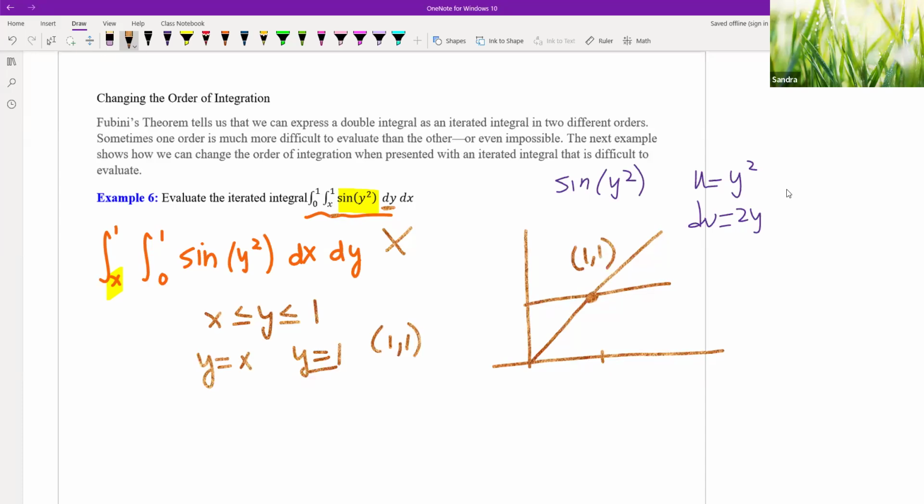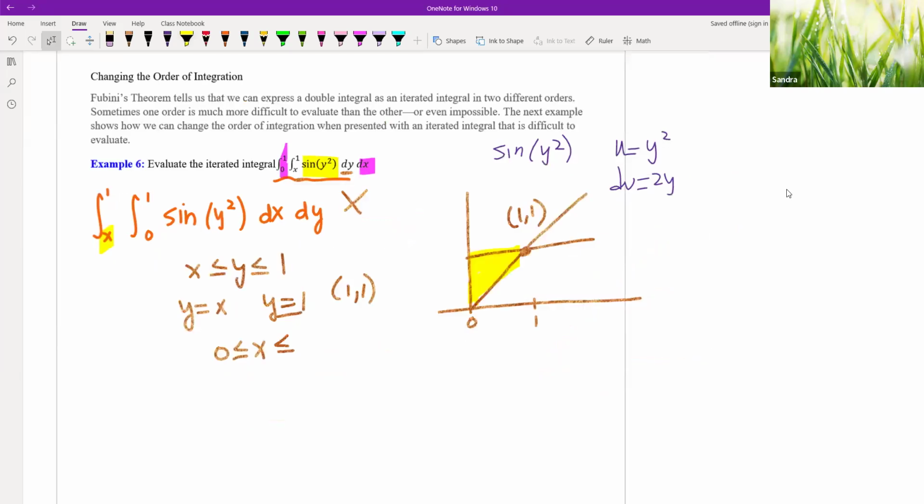Okay, now, what else do we know? We also know that x goes from 0 to 1. So x goes from 0 to 1. And this kind of satisfies the graph already of what I have. Okay, so then I think I'm going to do it this way. Okay, so I'm going to do that. And now let me go ahead and label my equations. So this is y equals x or x equals y, and then this is y equals 1.